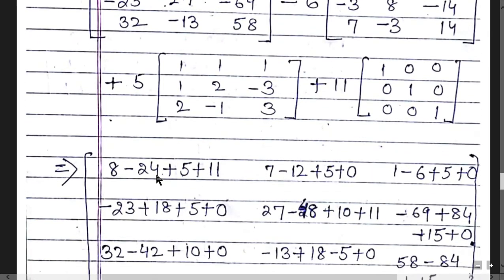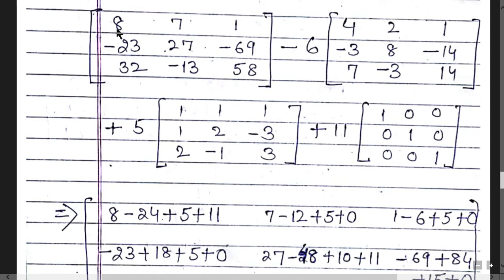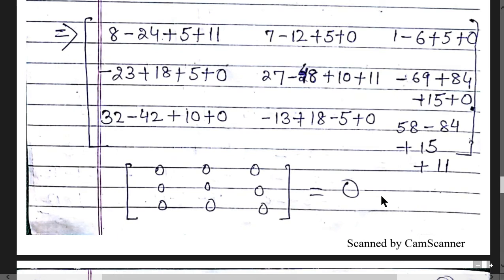Now open these values. 8 minus 24. Let us check this. This one is 8. 6 into 4 is 24, plus 5 plus 11. Similarly, you can add all other values and the answer will be equal to 0.